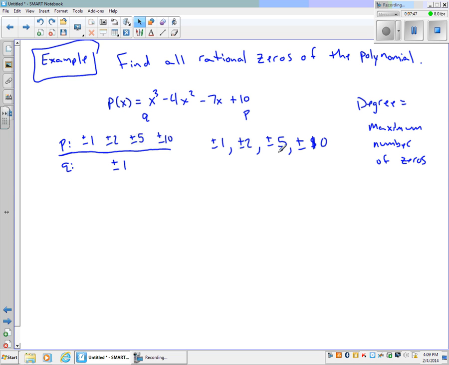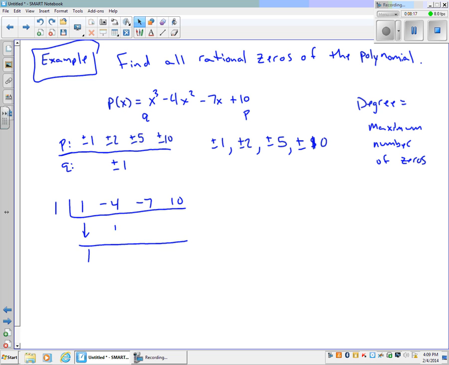Okay, so now we need to do some synthetic division. I'm just going to start with positive 1. I usually start with the lower positive values, and if I run into a roadblock, then I'll go into the negatives. So let's start with 1. We write out our synthetic division: 1, -4, -7, and 10. We drop down the 1, and we get 1.